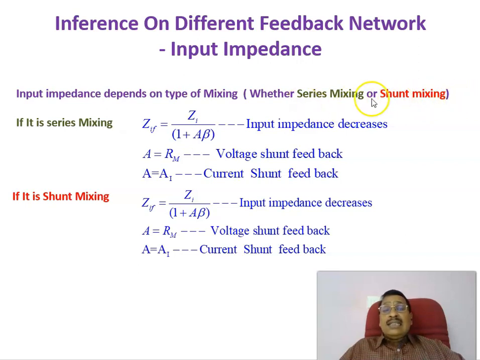If it is a series mixing, the input impedance is increasing. If it is a shunt mixing, the input impedance is reducing. That is a general statement. Therefore, if it is a series mixing, the input impedance with feedback is not equal to the input impedance without feedback.